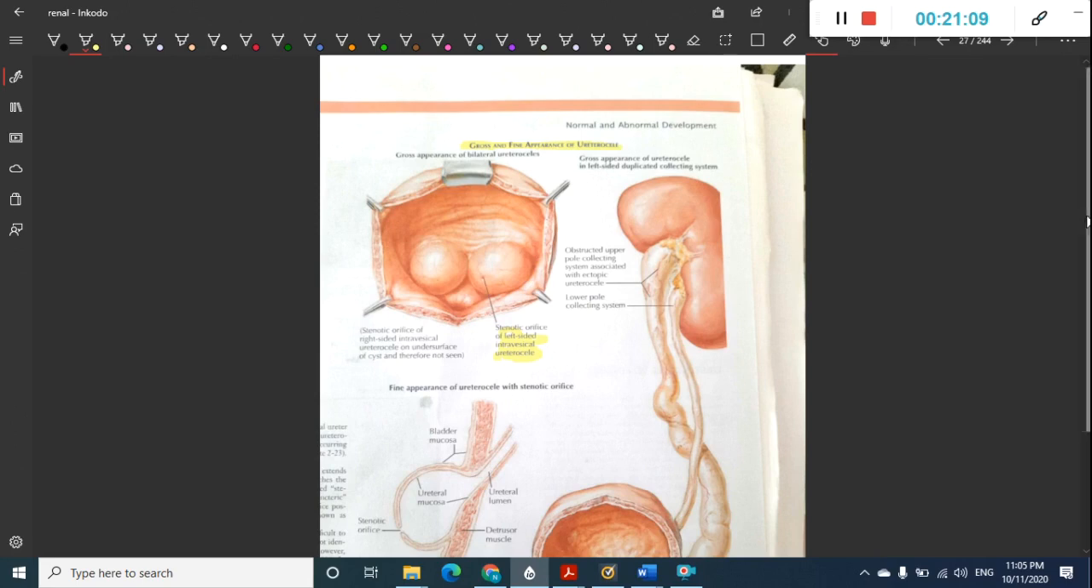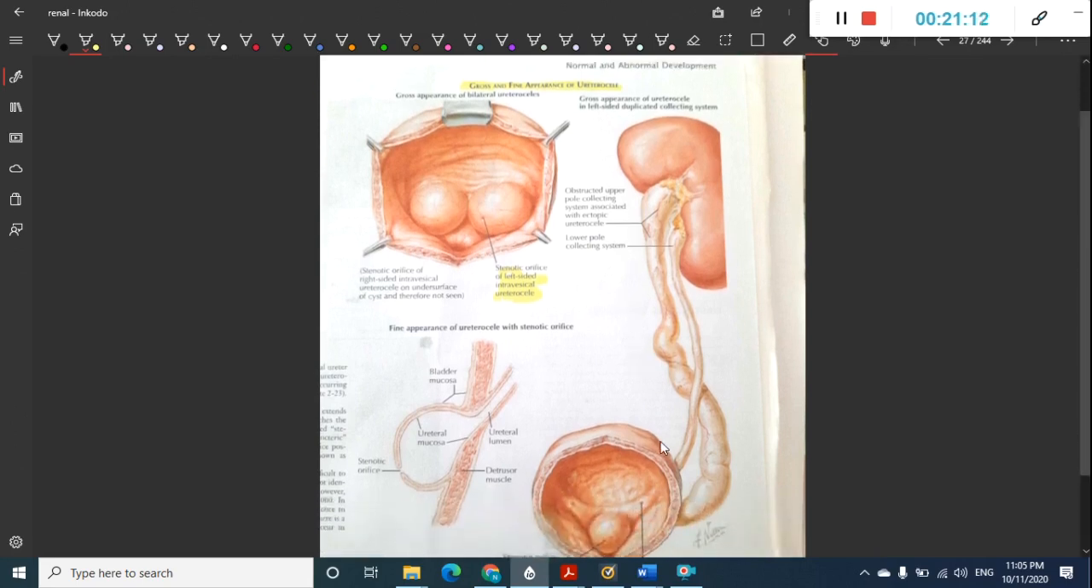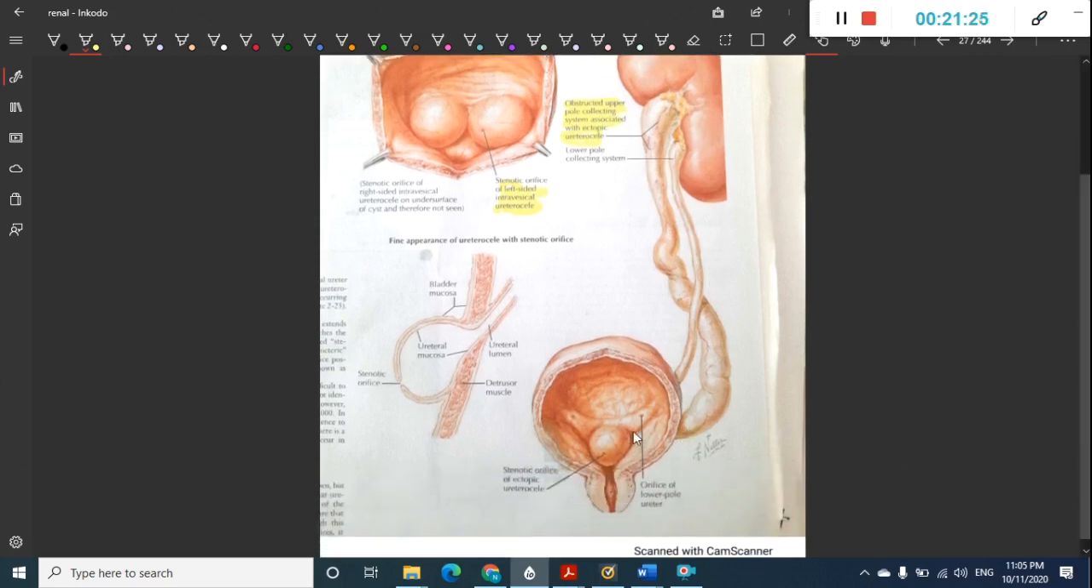See, I have already told you, whenever you have duplicate ureters, then the upper ureter is of the obstructed type, right? Obstructed upper pole collecting system associated with ectopic ureterocele. This upper pole of ureter is associated with this ureterocele which is seen here. See, this is the stenotic orifice of ureterocele. Because of this obstructive nature, there is increased chance of atrophy of this ureter. Because of the atrophy of this pole or this ureter, there will be drooping lily sign seen in double ureters also. This is the orifice of the lower pole ureter.